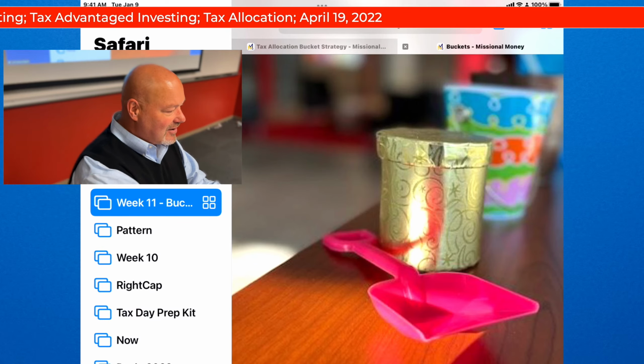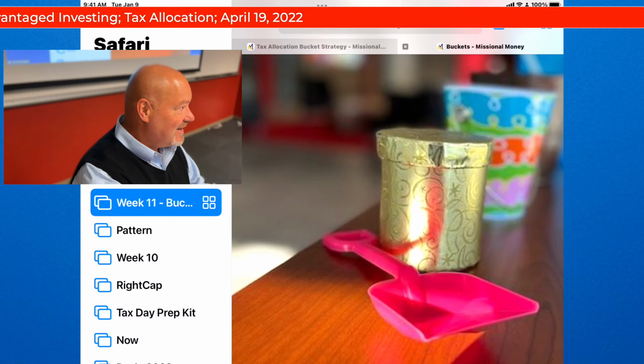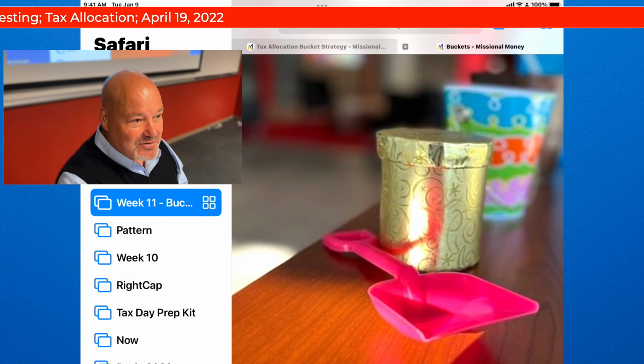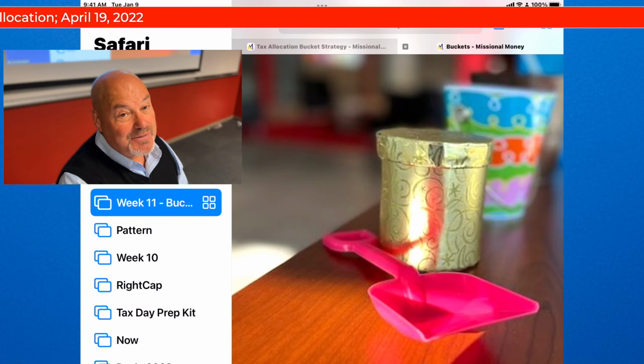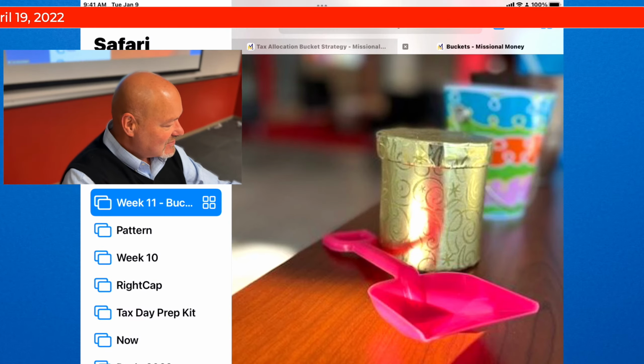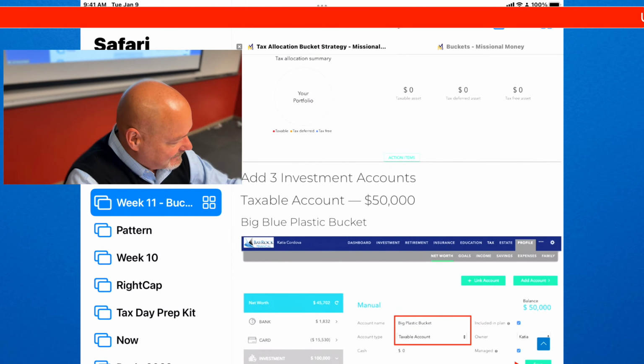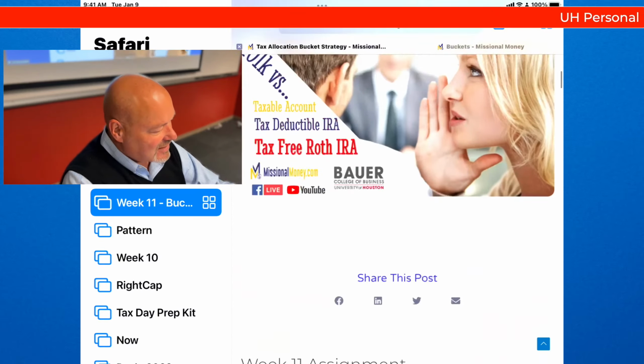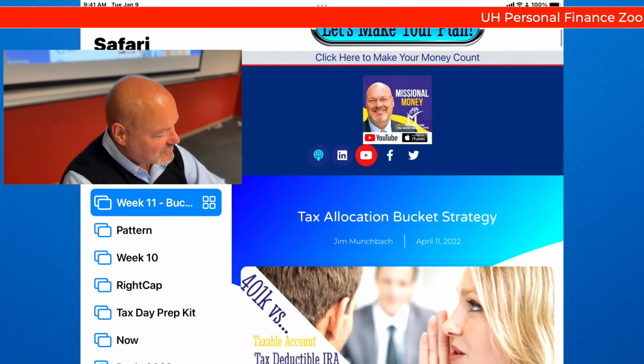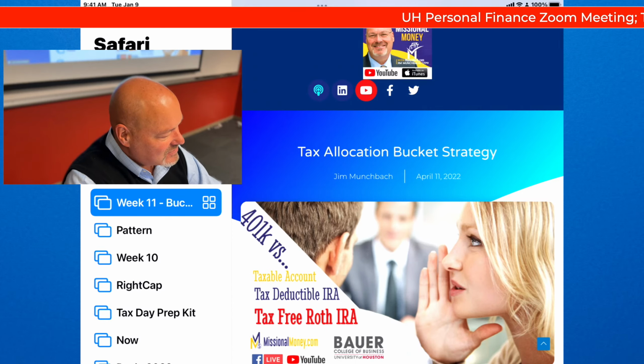We're going to be working on tax-advantaged investing today. Going to talk about tax allocation, types of accounts. So that's where we're going today. Before we get started, though, we have to have a little conversation about what's coming.